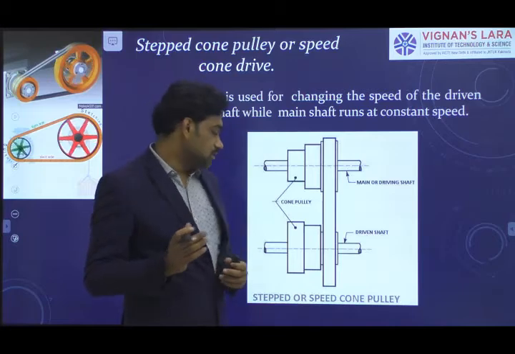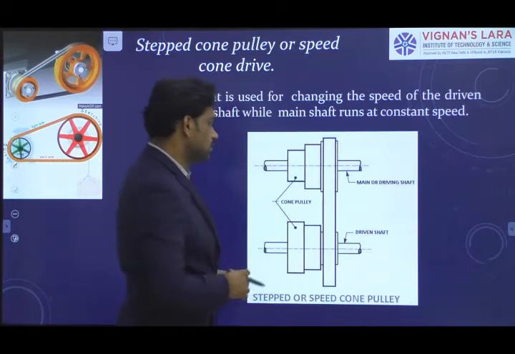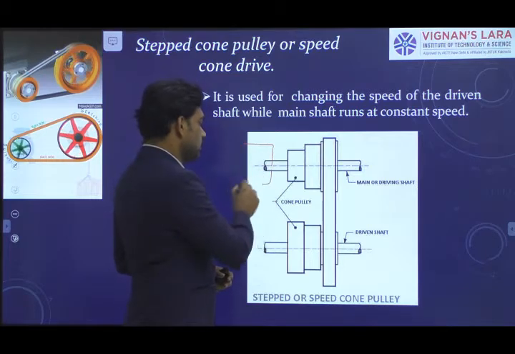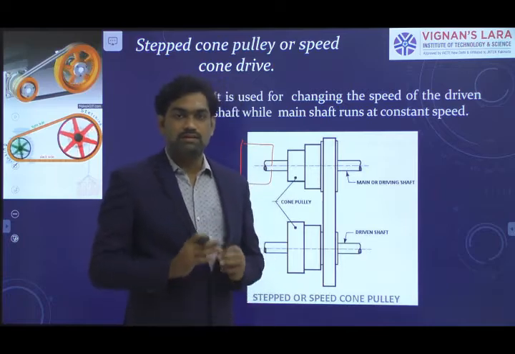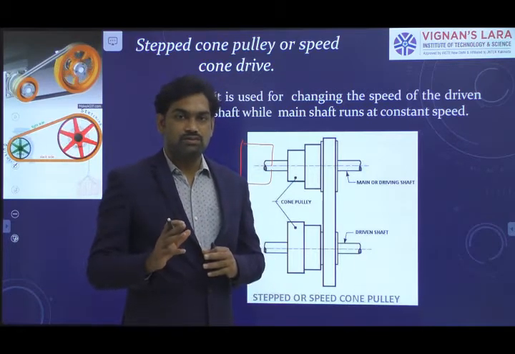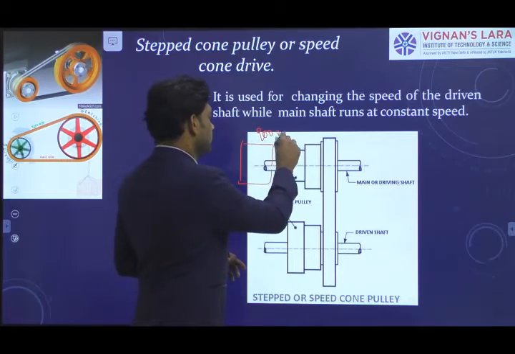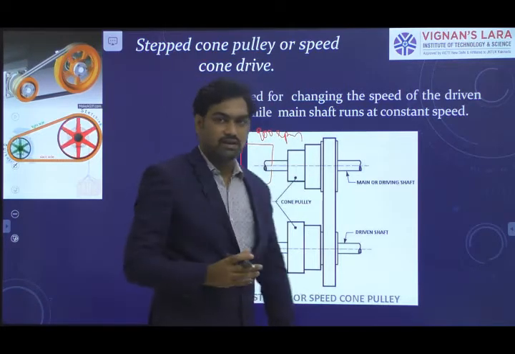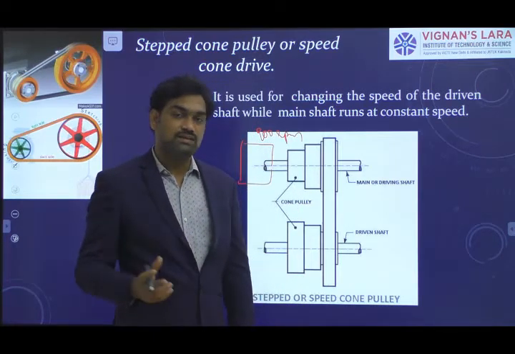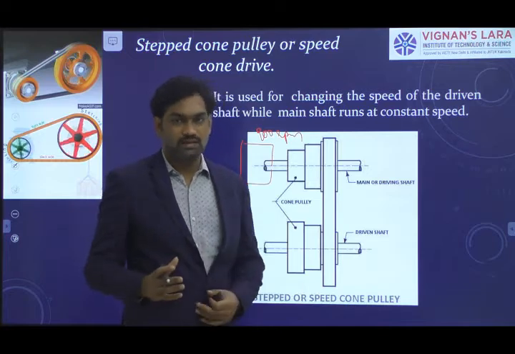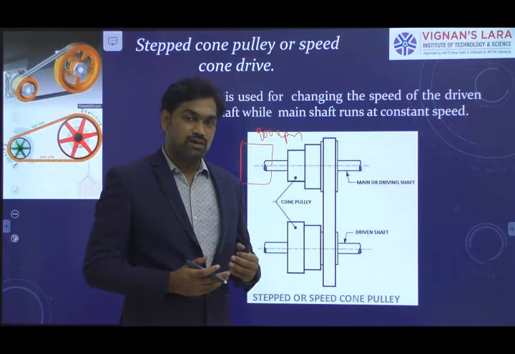without changing the speed at the driving member. For example, if it is a driving member, you can connect the electric motor here. At the driving member there is no change of speed. The speed we are maintaining is 900 rpm or 1200 rpm like that. We are not varying the speed, so it can operate at the same constant speed. But at the utilizing side, we need to change the speeds.